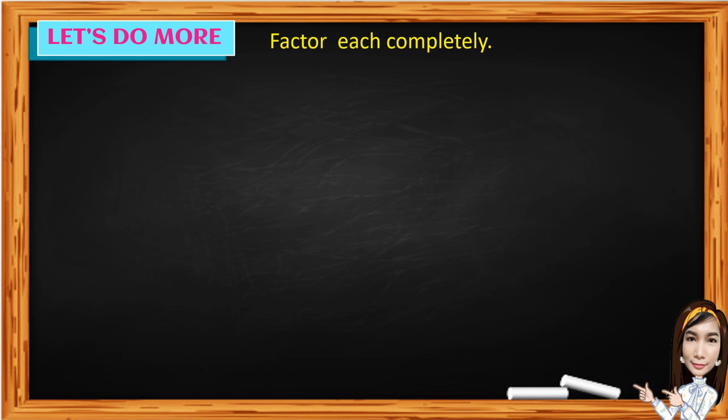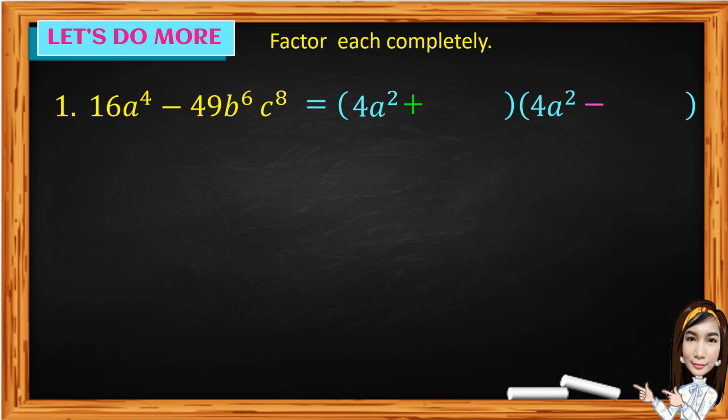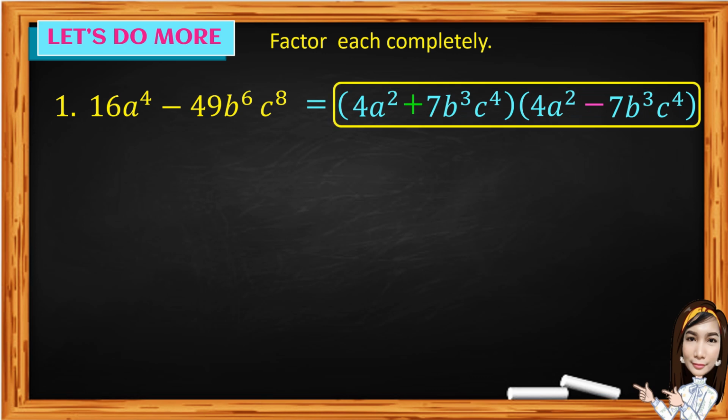Let's do more. Factor each completely. First, we have 16a to the 4th minus 49b to the 6th c to the 8th. Now we're going to write the factors as the product of sum and difference of two terms. So we have plus and minus. So to get the first term of the binomial factors, we're going to get the square root of 16a to the 4th, and that is 4a squared. Now to get the second term of the binomial factors, we're going to get the square root of 49b to the 6th c to the 8th, and that is 7b cubed c to the 4th. So we have the quantity of 4a squared plus 7b cubed c to the 4th times the quantity of 4a squared minus 7b cubed c to the 4th.